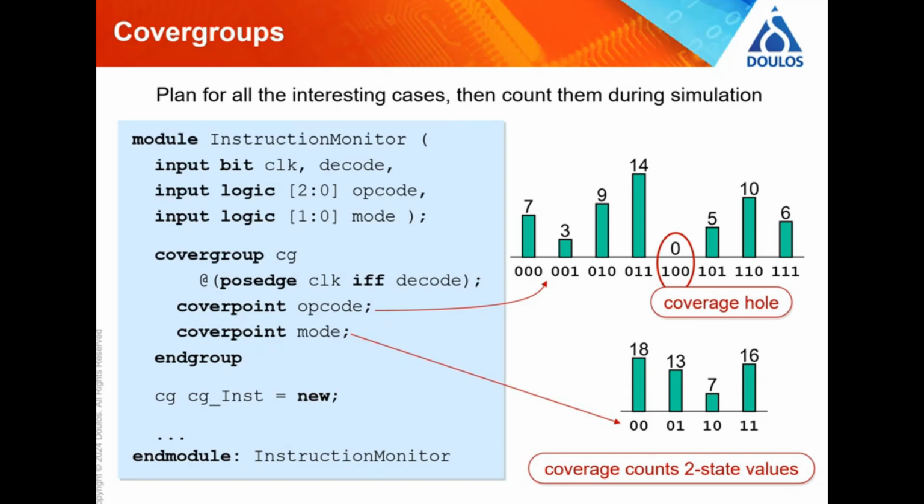So it's very clear to see, hey, we need to go back, look at our stimulus, and figure out why we're not covering that. Now, in order to start collecting functional coverage, we have to instantiate this guy, right? So here we're going to say covergroup name, which is CG, instance name CG_inst equals new, and now we start to get coverage.